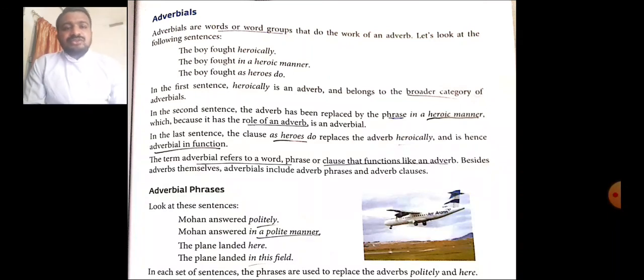Besides adverbs themselves, adverbials include adverb phrases and adverb clauses. Now, in this chapter, as we go forward, we are going to see adverbial phrases and adverbial clauses. Those things we shall see tomorrow or in the next class on next Saturday.